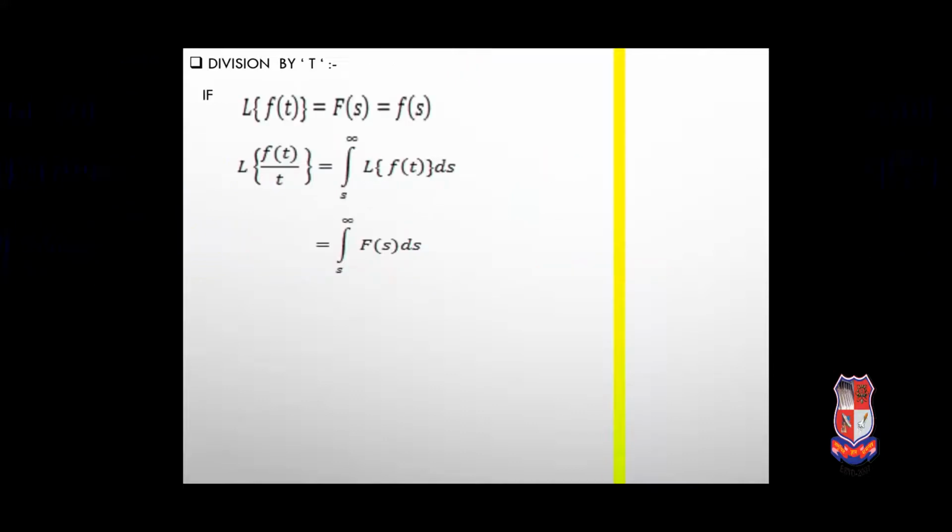Next is division by t. If Laplace of f of t is equal to F of s, then Laplace of f of t by t is equal to the integration from s to infinity of Laplace of f of t ds. It means the integration from s to infinity of F of s ds. In multiplication by t, we are doing derivative. In division by t, we are doing integration. We have to remember this.